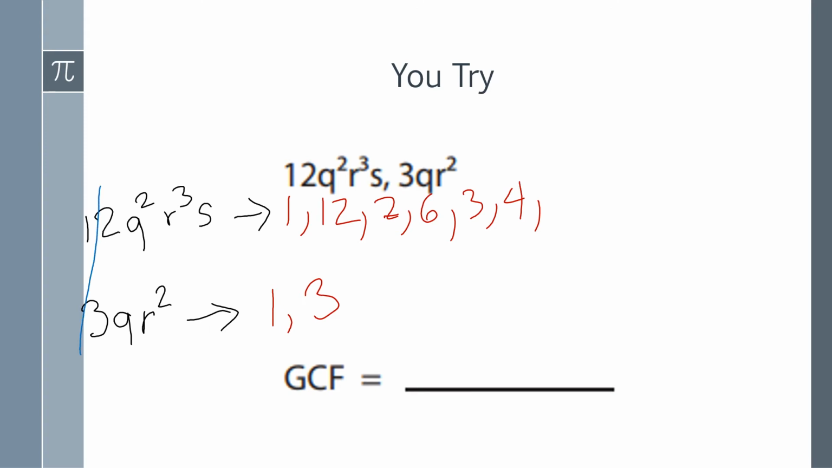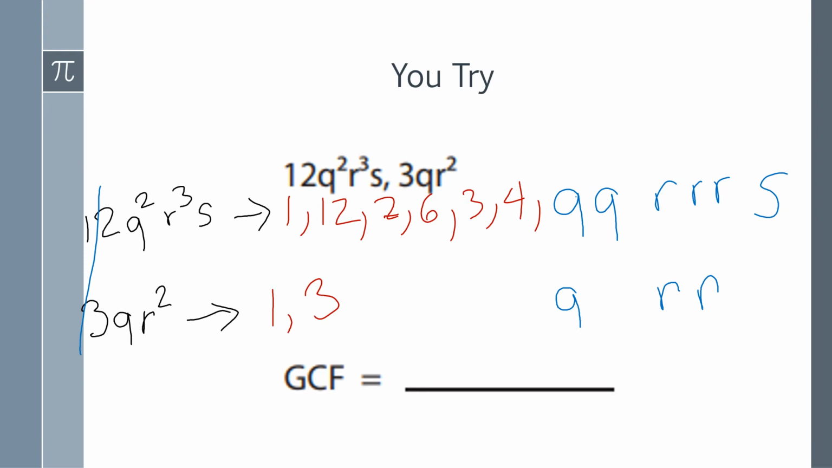Variables. So 12 has how many Q's? 1, 2. How many R's? 1, 2, 3. And how many S's? 1. Okay. So 3 has how many Q's? 1. How many R's? 1 and 2. Okay, so let's look and work this out.